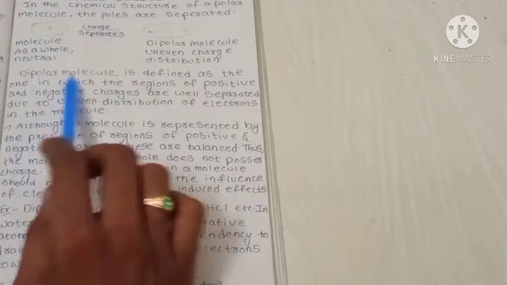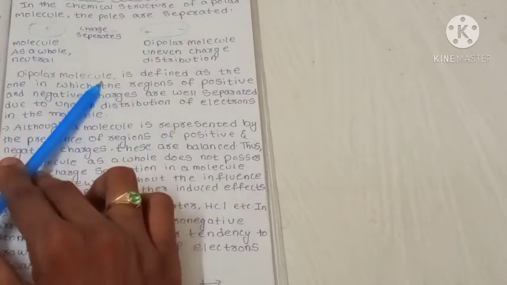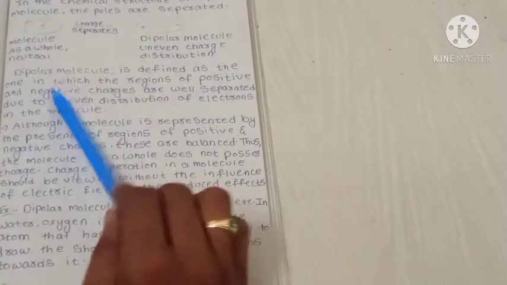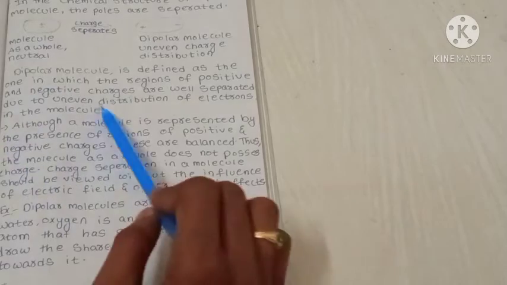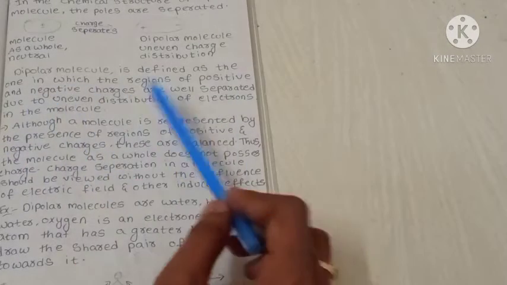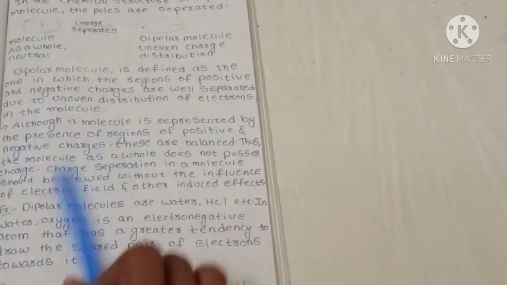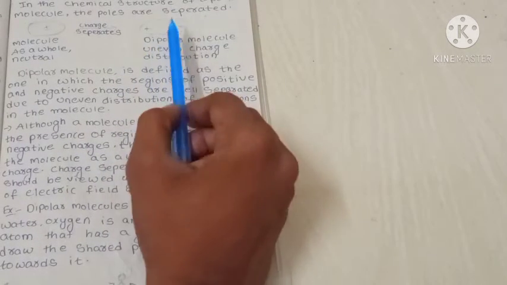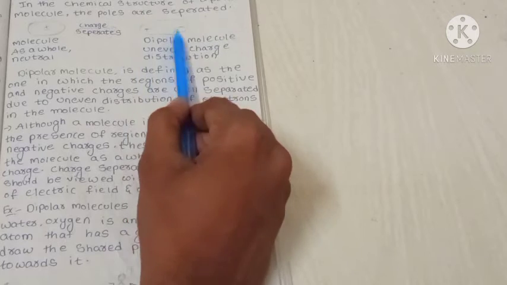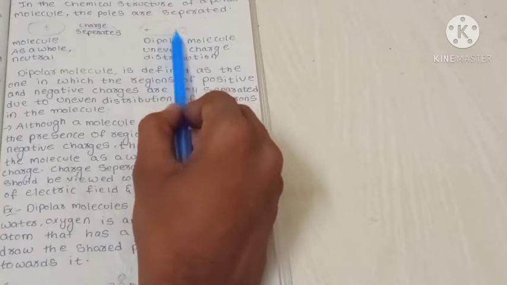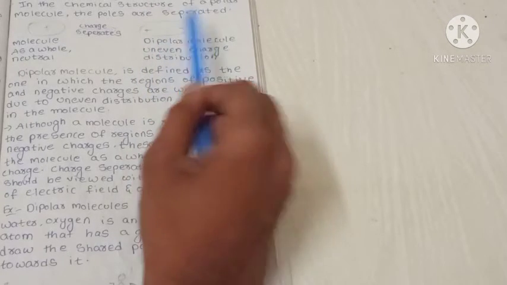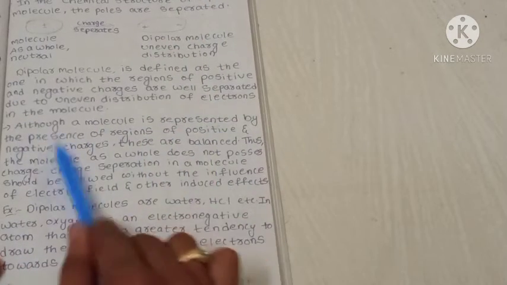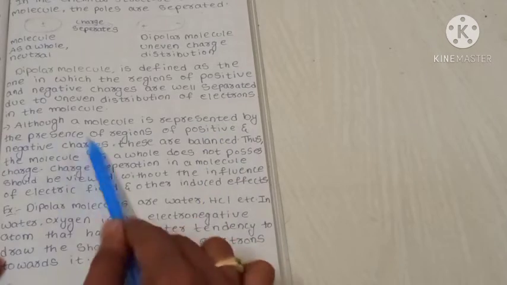Now, what is a dipolar molecule? A dipolar molecule is defined as one in which the regions of positive and negative charge are well separated due to uneven distribution of electrons within the molecule. That means a dipolar molecule is a molecule where the two poles are separated from each other due to the uneven distribution of electrons within the molecule.